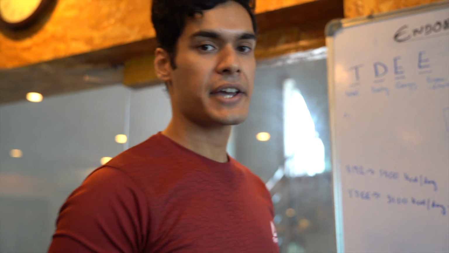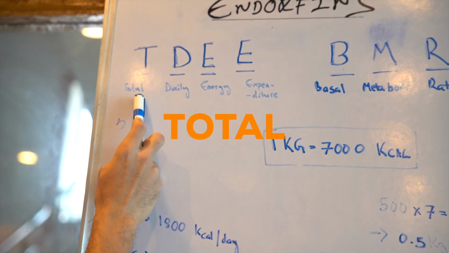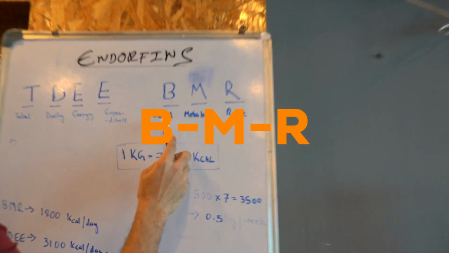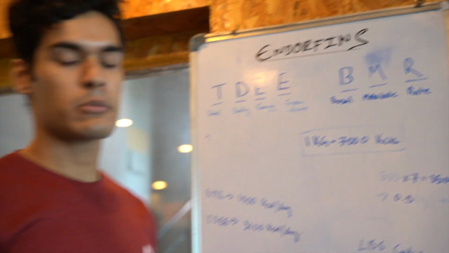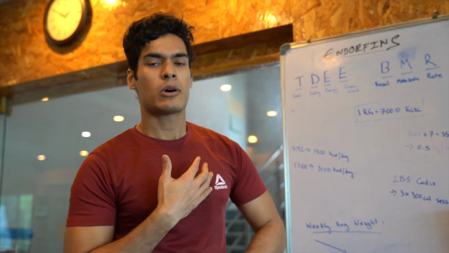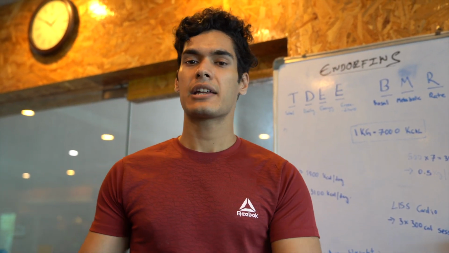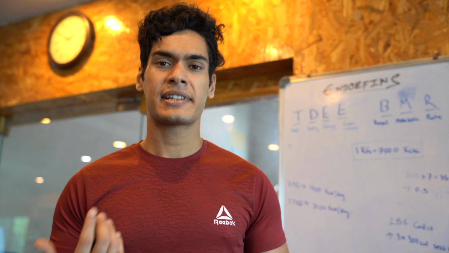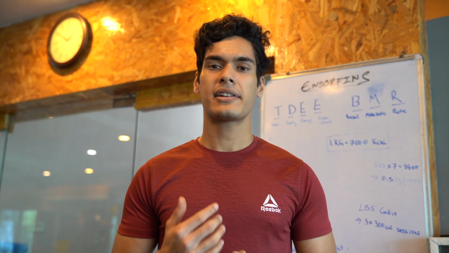The first term I would like you to be familiar with is TDEE. That is your total daily energy expenditure, and your BMR, your basal metabolic rate. So your BMR will be the amount of calories your body needs to keep burning just to keep you alive. Let's say you are in a bed, you don't move the entire day, just so that your heart can pump blood and send blood to all your vital organs, just so your basic vital organs can keep on functioning. Your body needs to burn a certain amount of calories just to keep you alive.